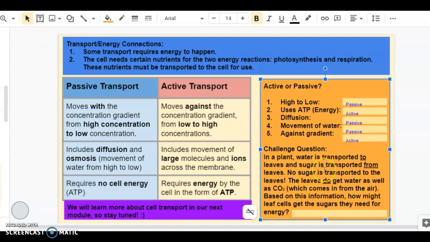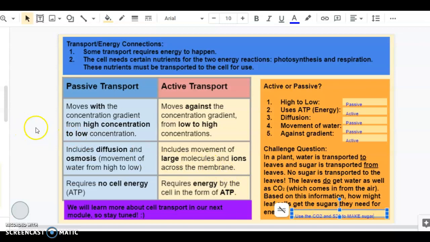In a plant, water gets sent to the leaves. Sugar gets sent from the leaves. No sugar gets sent to the leaves, but they do get water and CO2. How do the leaves get the sugars that they need for energy? They are going to use what they get, which is the CO2 and the water, H2O, to make the sugar. And we'll learn more about that in just a little bit.